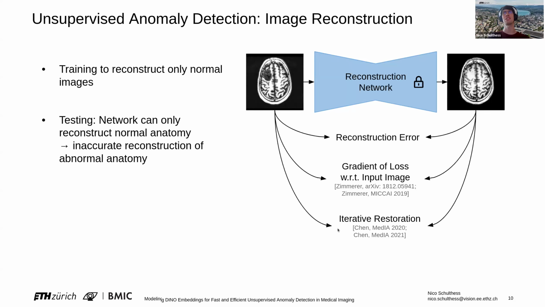Or there exists some work where the reconstructed image is iteratively restored to both look normal and also to maximize consistency between the input and the output image. And then the deviation between this restored image and the input image can be used.